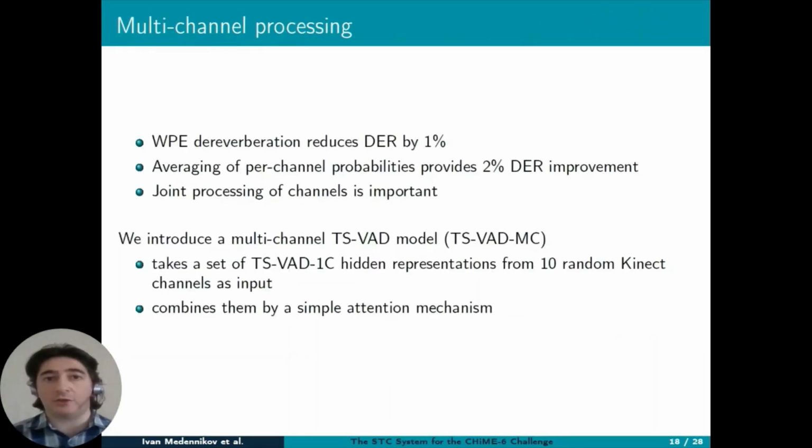The single-channel version of TSVAD processes each channel separately, but we suggested that multi-channel processing may be beneficial. Indeed, we found that the multi-channel WPE dereverberation improves the results of TSVAD and that the averaging of per-channel probabilities provides DER reduction. Inspired by this, we designed a multi-channel TSVAD model, which takes features from several Kinect channels and combines them via a simple attention mechanism.